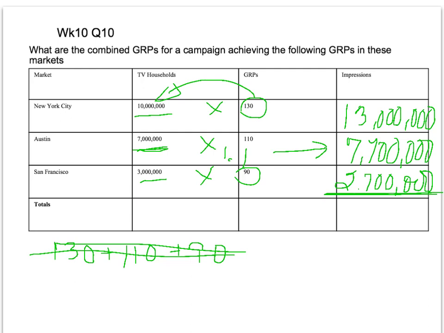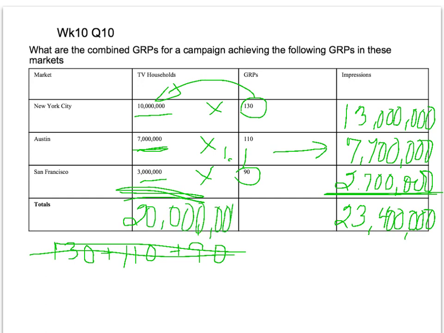Now, tally up your total impressions, and you should get 23,400,000. Tally up your total households, so the total population is 20 million.